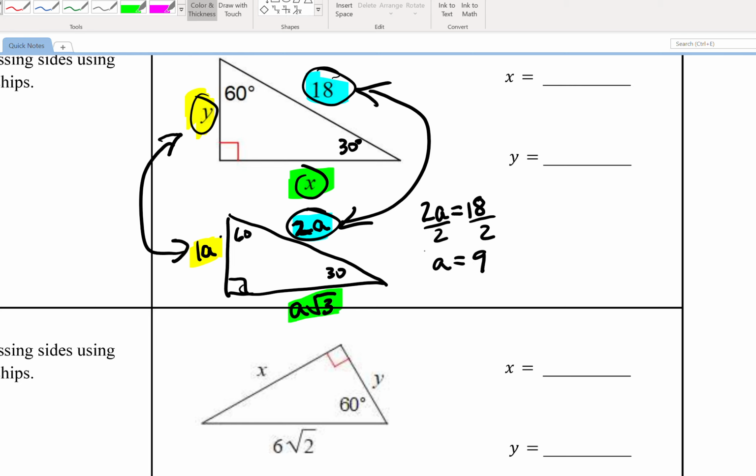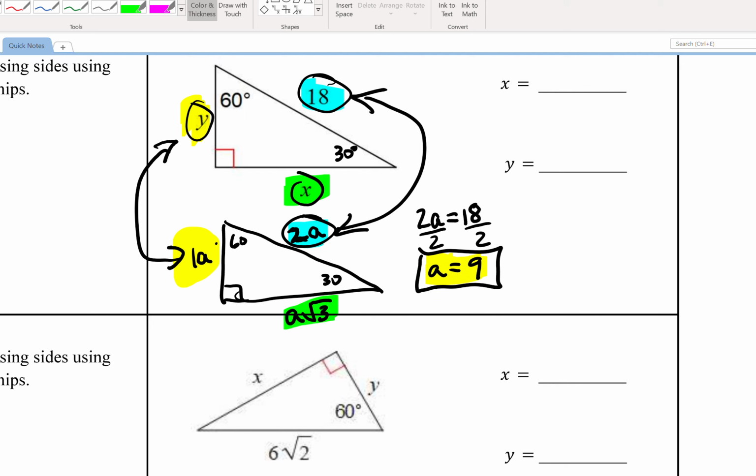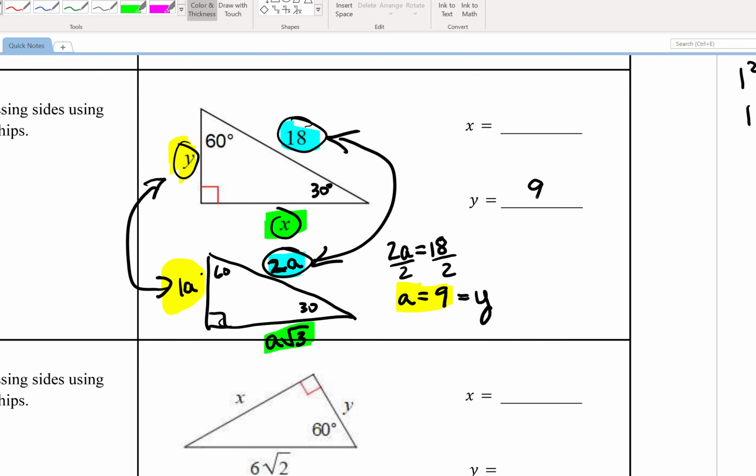And that gives me this. A then is 9. And since a is 9, I can extend that to say a is 9, and so is y. So y is 9, again, with whatever units you would put there.